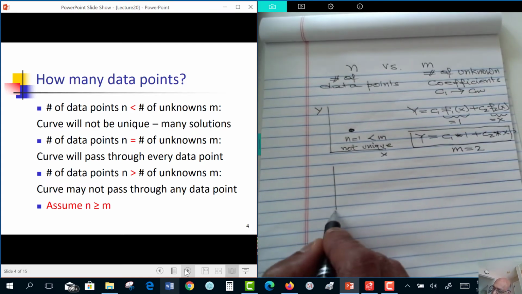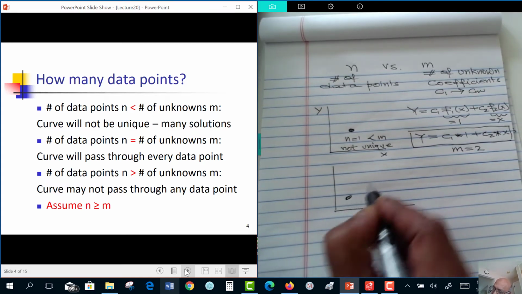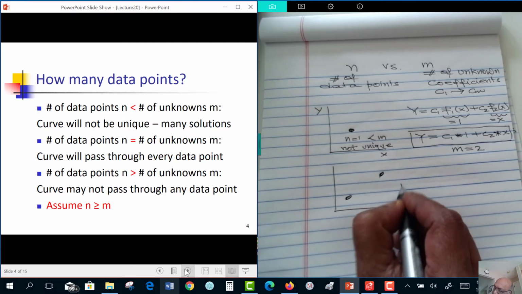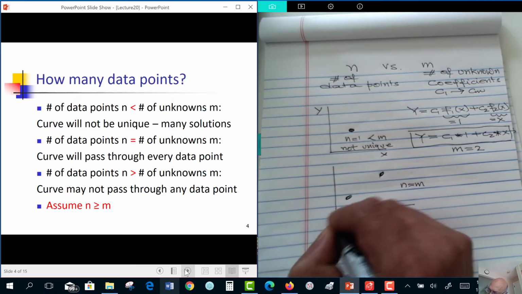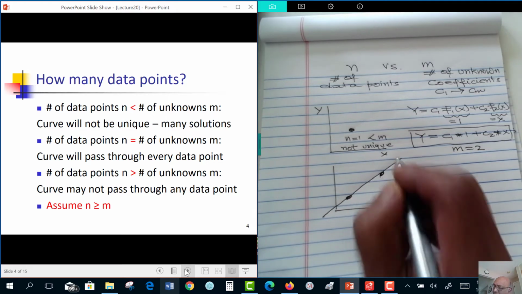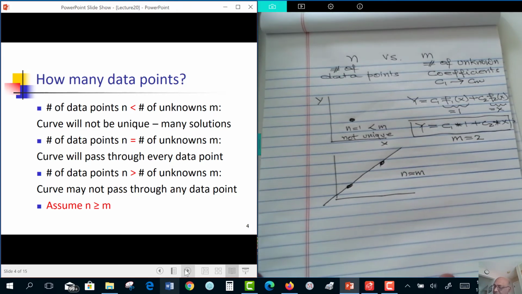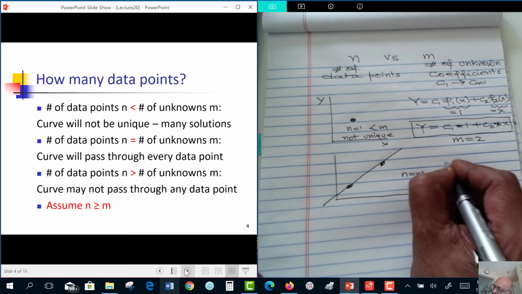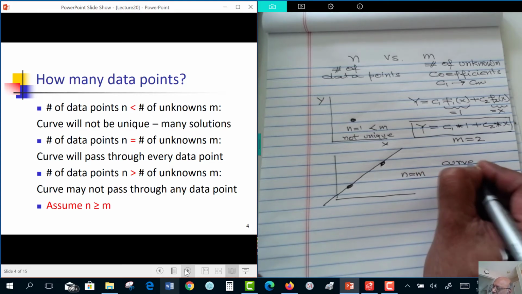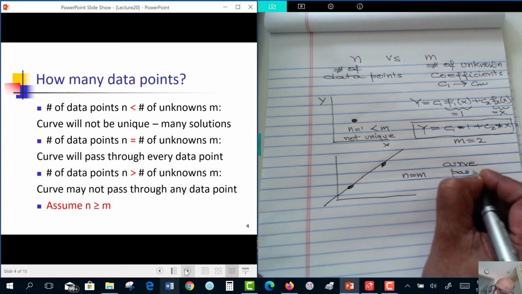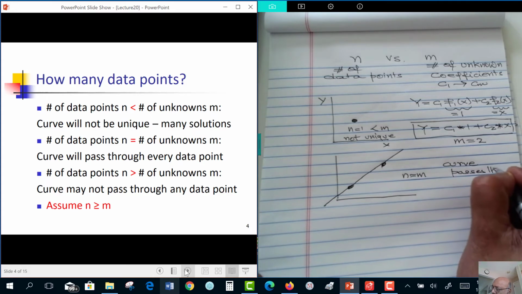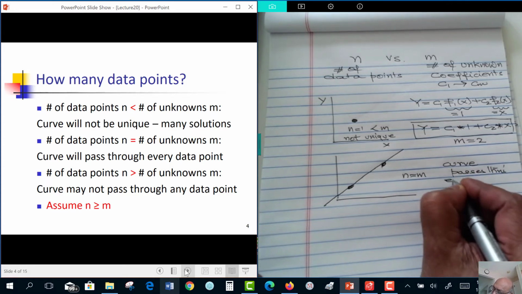Okay, let's try 2 points. So now n is equal to m. Now of course our best straight line will pass through every point. So the curve passes through every point.